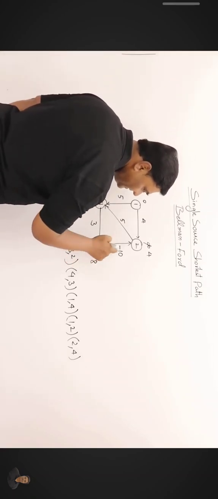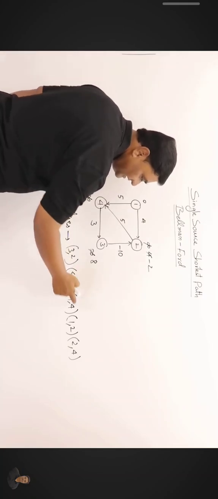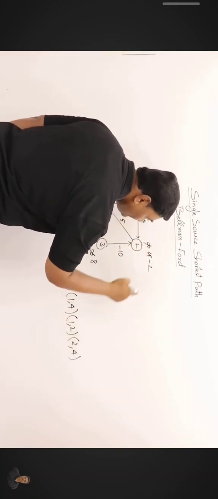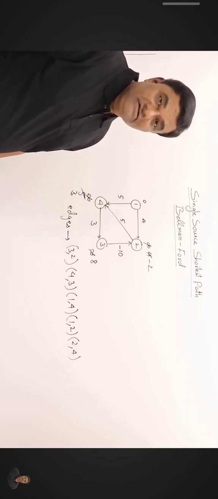3 to 2, 8 minus 10, minus 2. Then 4 to 3, 5 plus 3 is 8, 8 is there. 1 to 4 is 5 only. 1 to 2, 0 plus 4, so minus 2 is better. Then 2 to 4, minus 2 plus 5 is 3. This 4 is changing, right? So this was the third time I have done, and I got this answer.